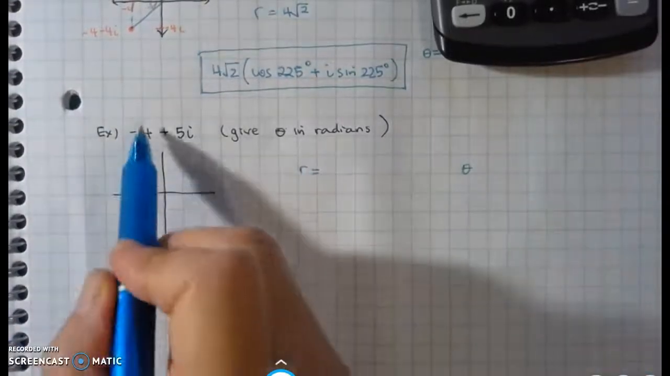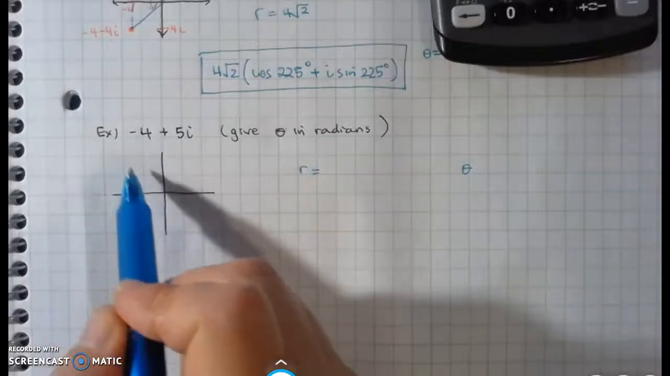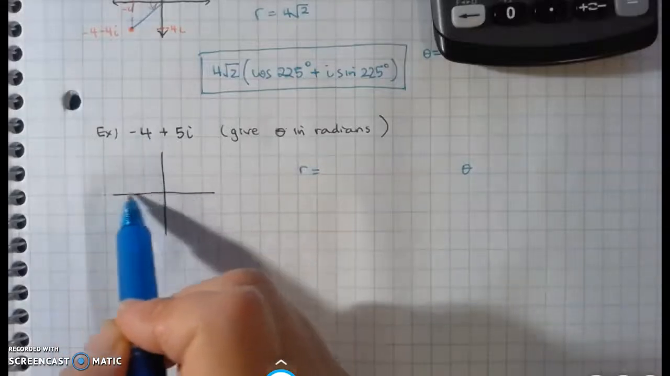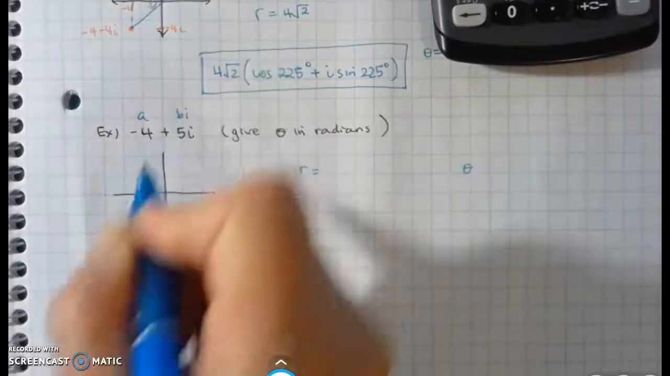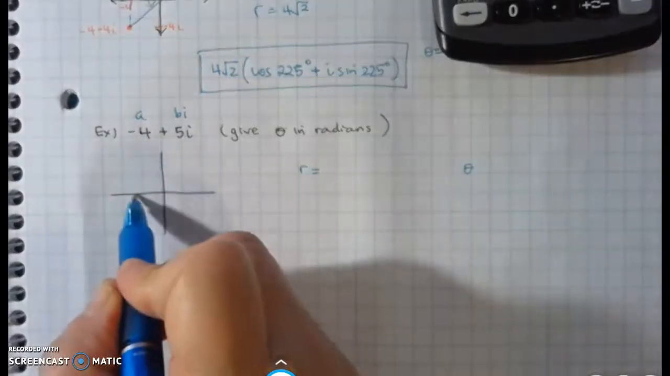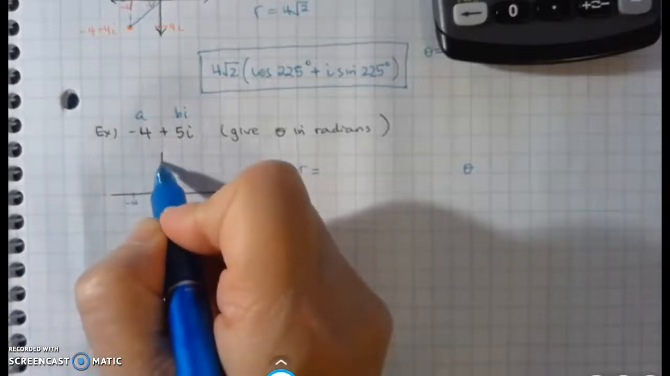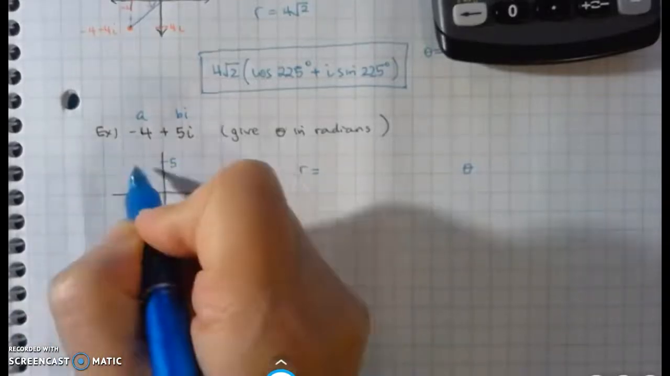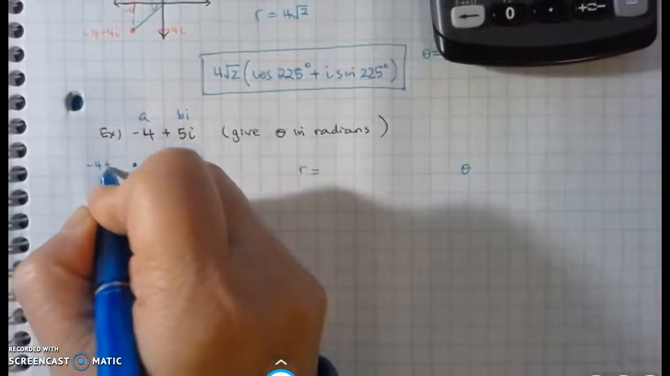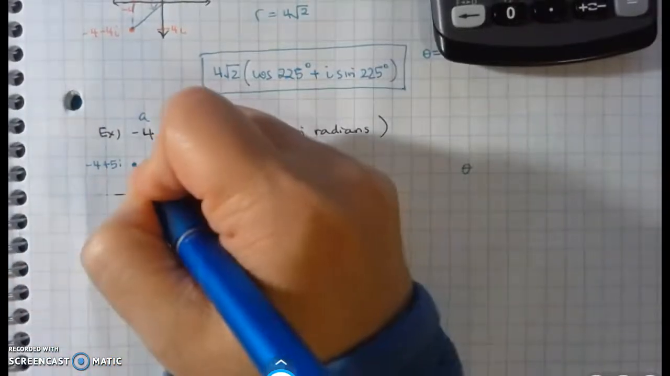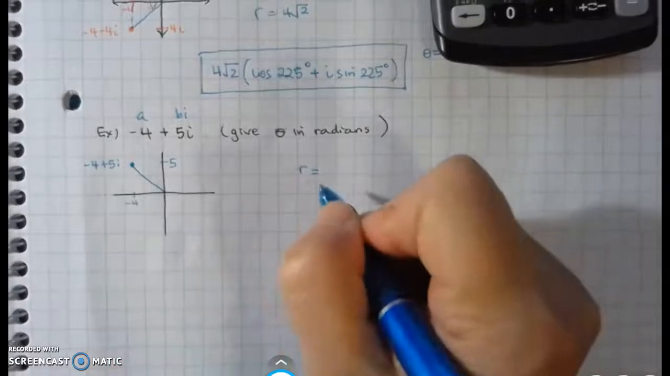First thing I need to do is a quick sketch so that I can figure out where it is located. -4, that's my a, and this is my bi, right? So -4 is, let's just call that -4. +5 will be here. So it's going to be -4 plus 5i. So it is in quadrant 2, so keep that in mind.